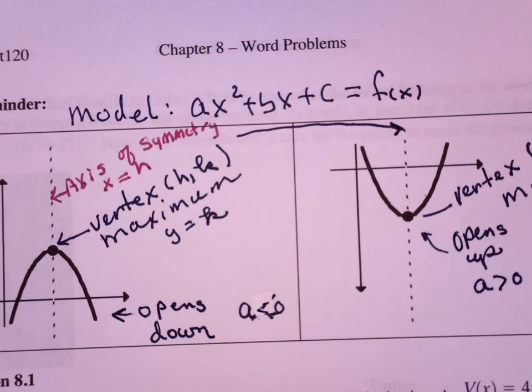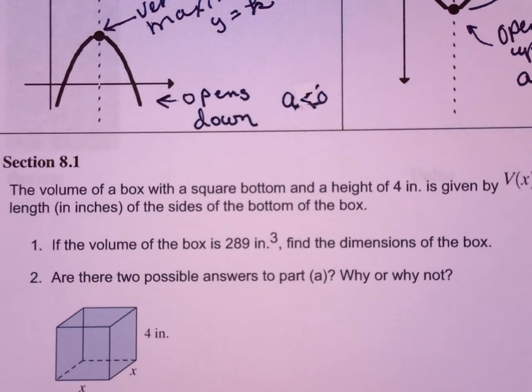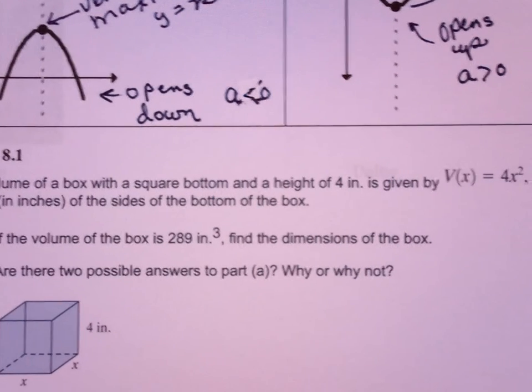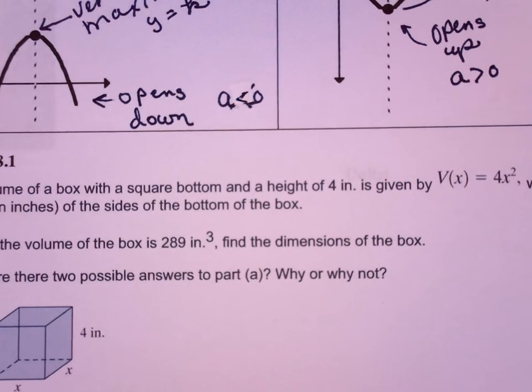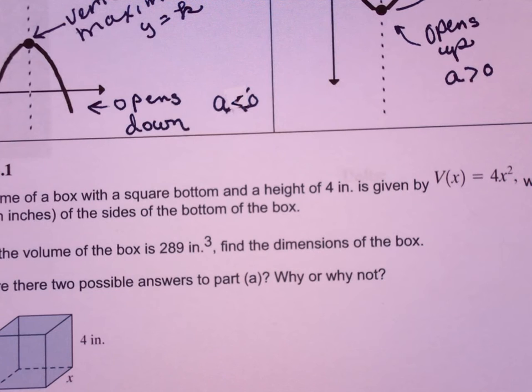So if you've got a mathematical model that's ax squared plus bx plus c, basically if it says maximum or minimum, you replace that word with vertex. That's how you know what you're finding. So in 8.1, this is one of the word problems, and it says the volume of a box with a square bottom and a height of 4 inches is given by, and that's when we say, woohoo, they gave me the formula, where x is the length in inches of the sides of the bottom of the box.